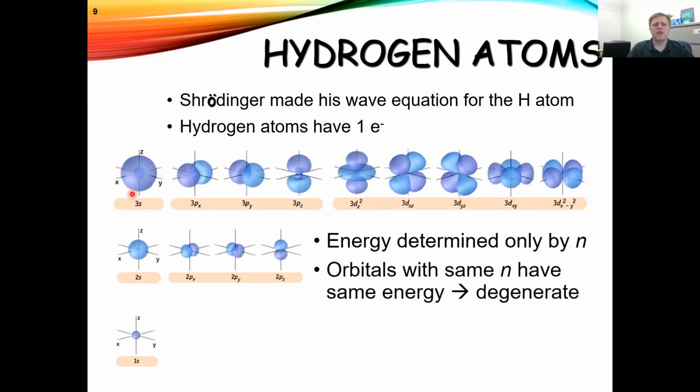The 3s, the 3p, and the 3d orbitals then are what we call degenerate, meaning they all have the same energy. So the same photon can excite an electron from the 1s orbital to the 3s orbital, as can excite an electron from 1s to the 3pz orbital, or whatever.